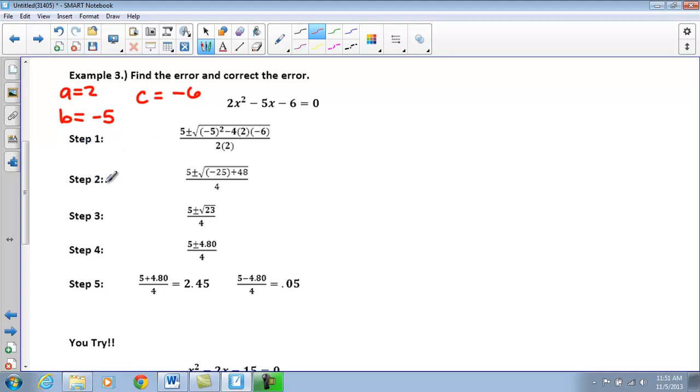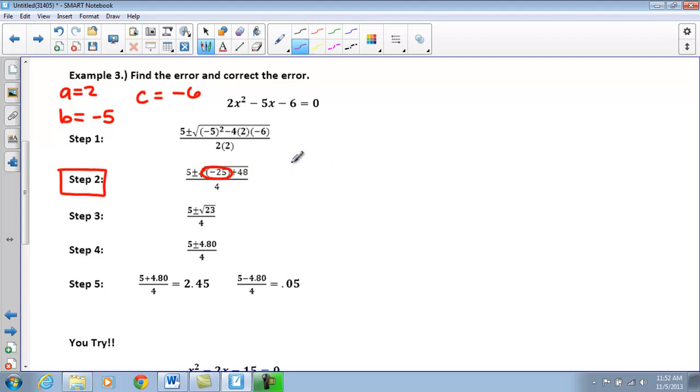Now if we look at our second step, I have 5 plus or minus the square root, but if we take negative 5 and square it, we're not going to get a negative 25. We are going to get a positive 25. So my error here is in step 2. So from here, I am going to finish this problem.